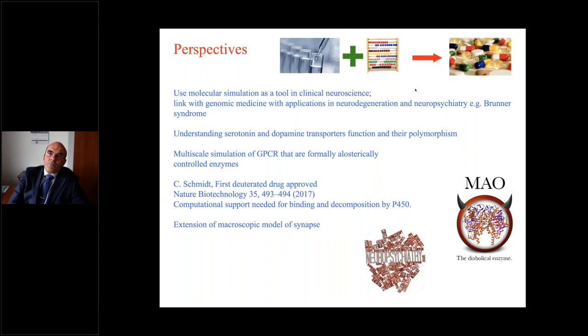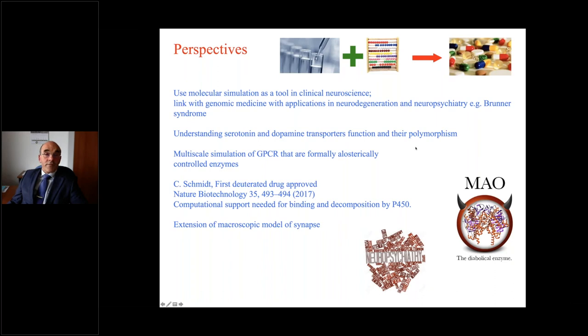So the idea of Brunner syndrome is that you have less active monoamine oxidase A, and already the fetus is exposed to high levels of serotonin. Plasticity of the brain is changed, and you end up with stupid and very aggressive patients at the very end. We would like to understand more about serotonin and dopamine transporters.